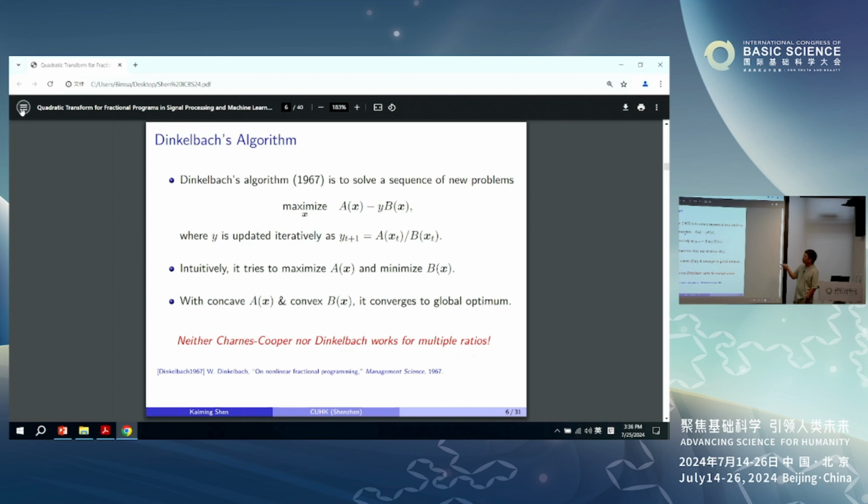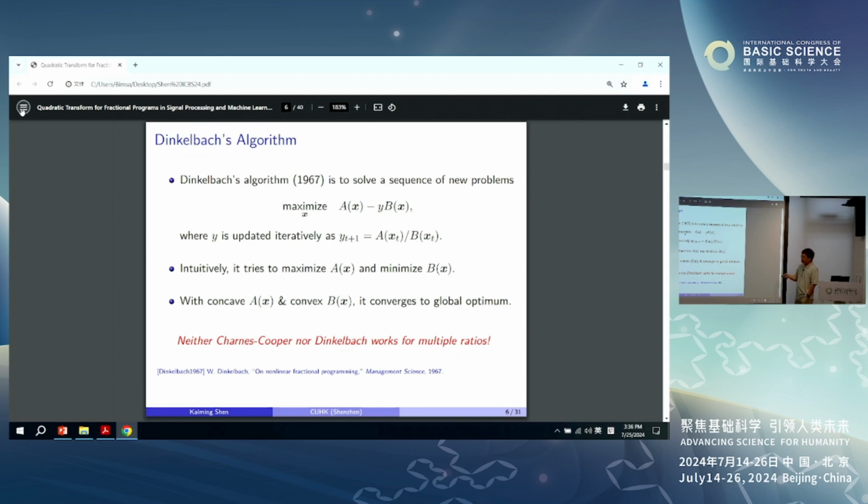After solving for x in the new problem, we can go back and update the new variable y to the previous value of the single ratio. And then you just iterate between these two steps. I first solve x in this new problem, which is convex, then I go back to update y, and then I update x for the latest y. Amazingly, if you continue to update x and y in this fashion, ultimately you will converge to the global optimum of the original problem.